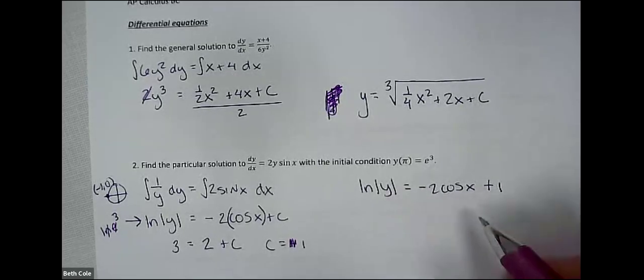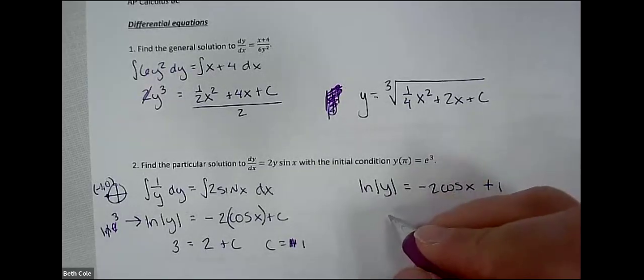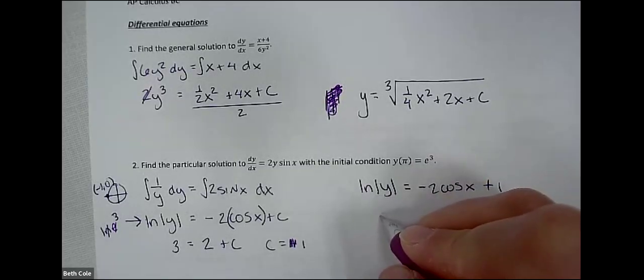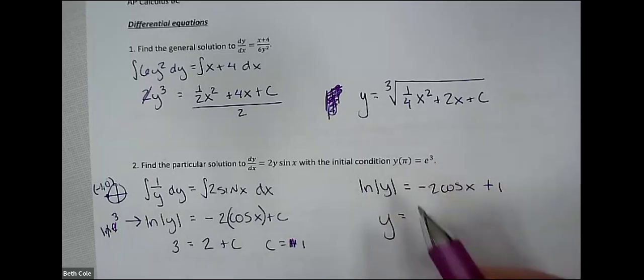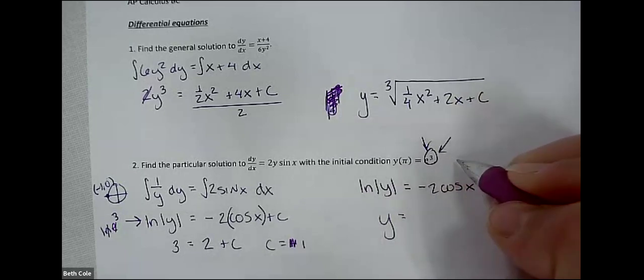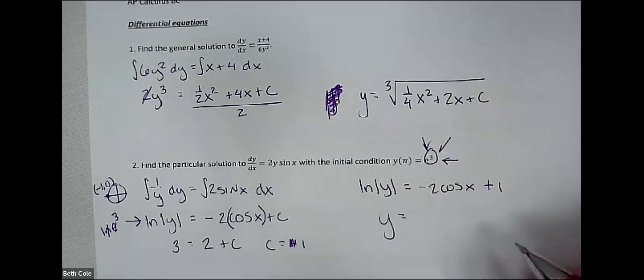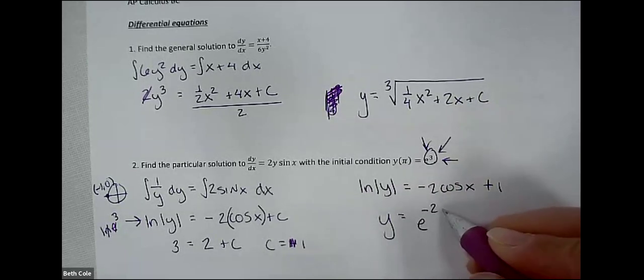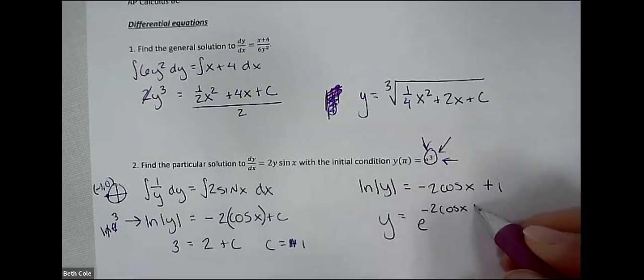Oh, deep breath. All right, and then we're going to get y by itself. So we're going to exponentiate both sides. To get rid of the absolute value, typically you would have plus and minus, but this is positive, so I'm not going to put anything. And you would have e to the power of all of this.